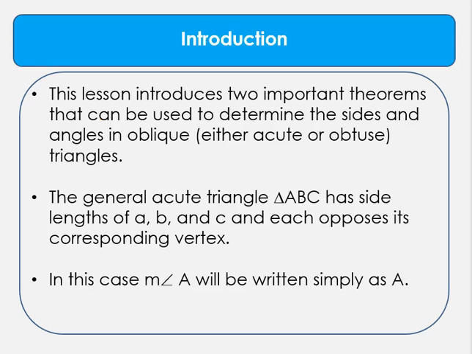The general acute triangle ABC has side lengths of a, b, and c. This is the triangle we're used to seeing. And each side opposes its corresponding vertex. That means that angle A is across from side a, and angle B is across from side b, and angle C is across from side c. In this case, the measure of angle A will now be written, for the most part, simply as A.